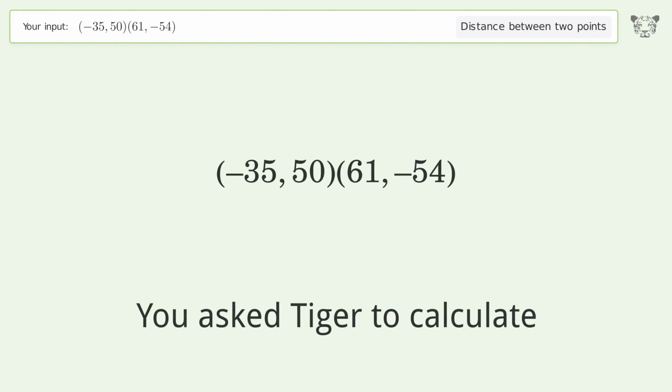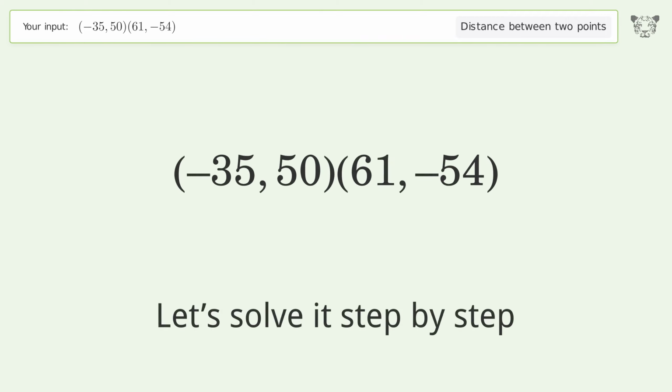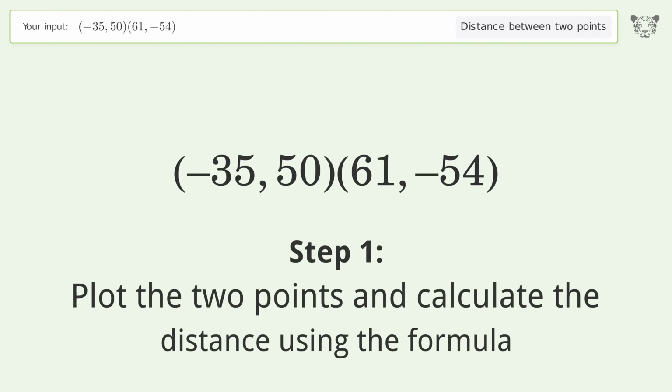You ask Tiger to calculate. This deals with the distance between 2 points. The distance between the 2 points is the square root of 20,032, or 141.534. Let's solve it step by step. Plot the 2 points and calculate the distance using the formula.